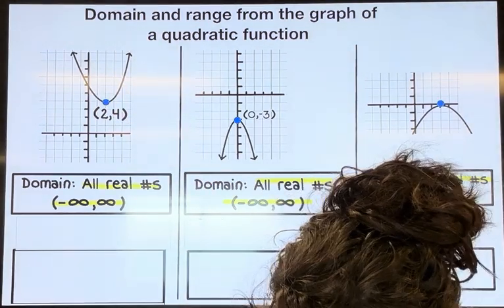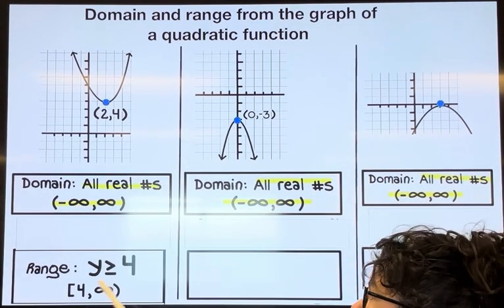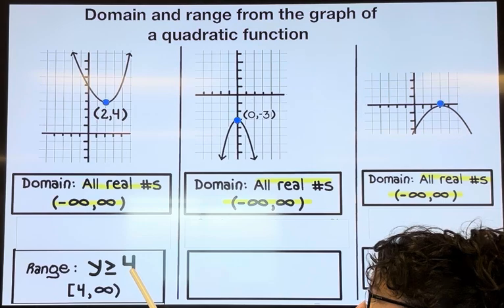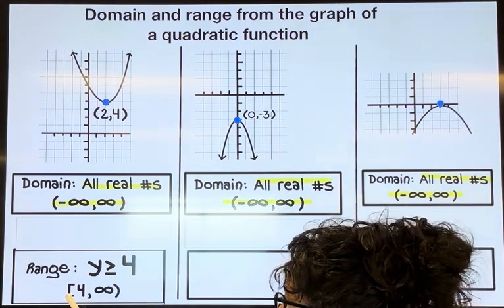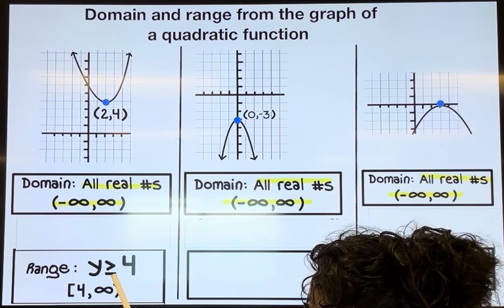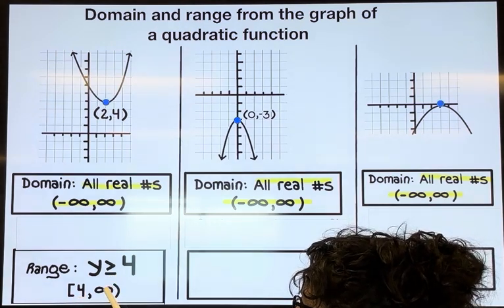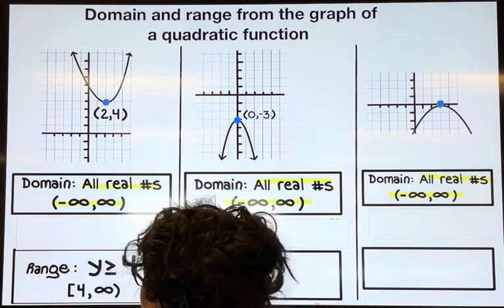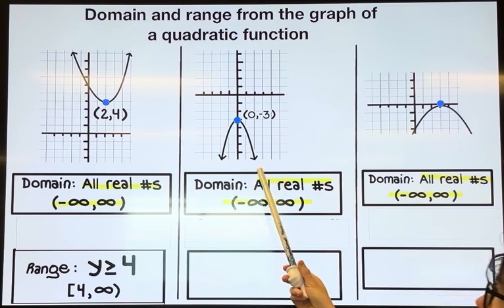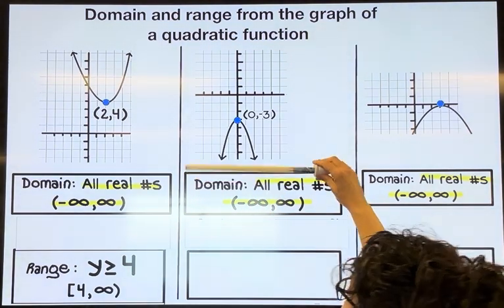There's two different ways that we could write that. One way is to say that our y is greater than or equal to 4, but if we use interval notation, a bracket is the same thing as an underline there. We're going to include the height of 4 and then go through infinity. So 4 through infinity.